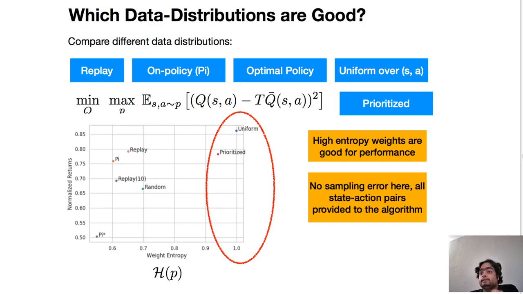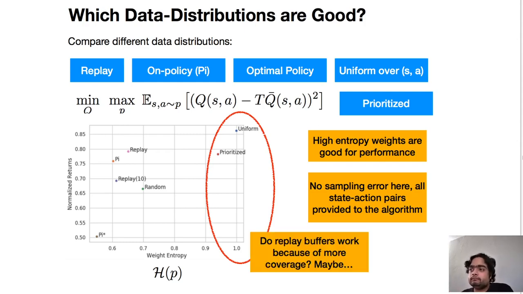Also note that this is in the presence of no sampling error, which means that you assume that you have all state action pairs provided to the algorithm. So that is another assumption it makes: if you know all the state action pairs, then yes, you can compute the uniform distribution, you can compare the prioritized distribution and so on, but you may not have these in practice because you may not be able to sample all state action pairs equally often. Let's say you have an image based domain, how do you even sample all states in that domain?